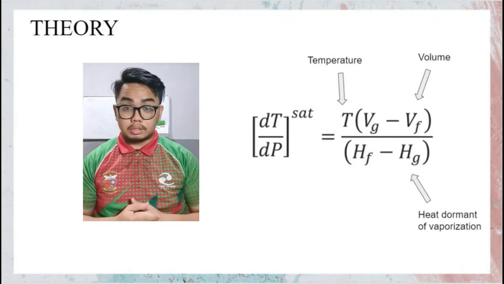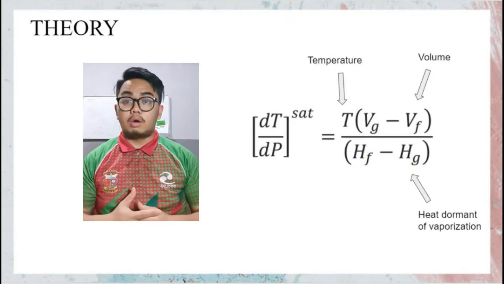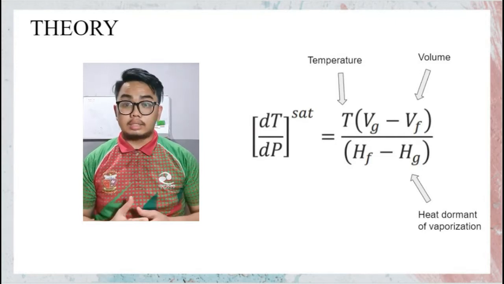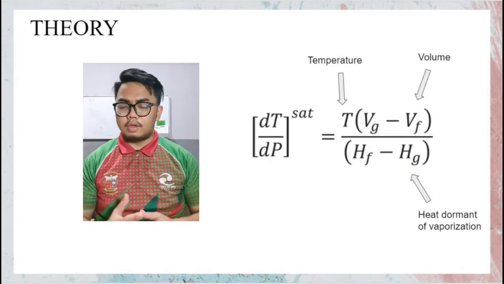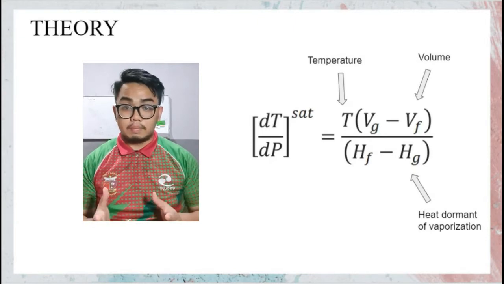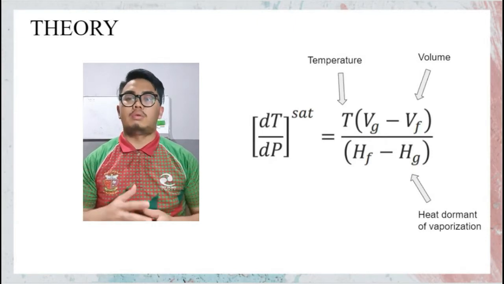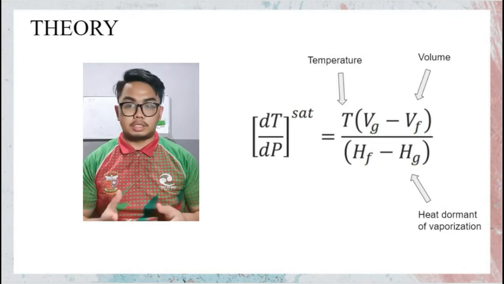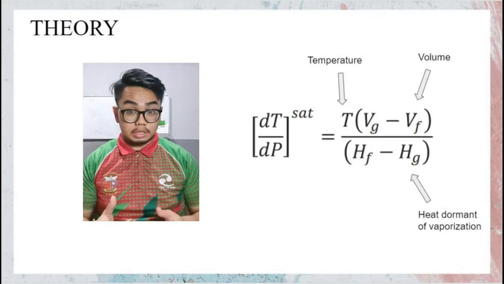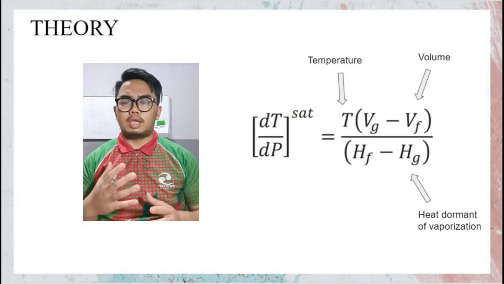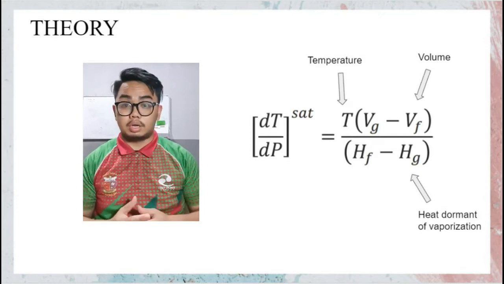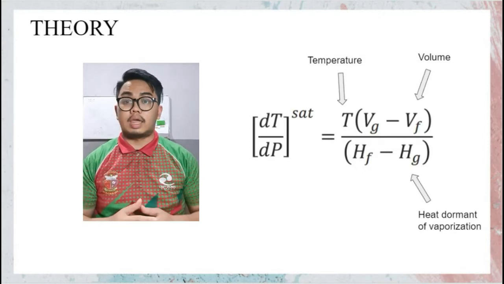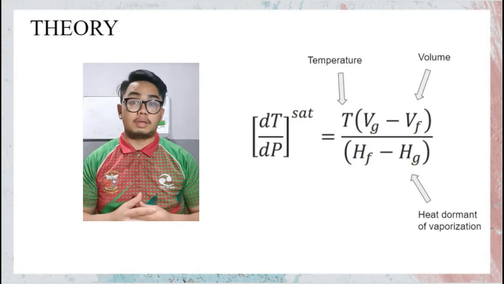The Clapeyron equation goes by dT over dP saturated equals T times (Vg minus Vf), where Vg stands for the volume of steam and Vf stands for the volume of water, and that is divided by Hg minus Hf, which is also Hfg, the latent heat of vaporization. Hf stands for the enthalpy of water and Hg stands for the enthalpy of steam.